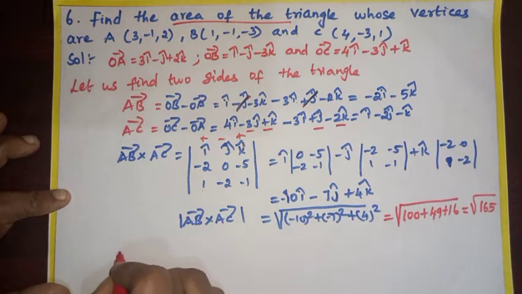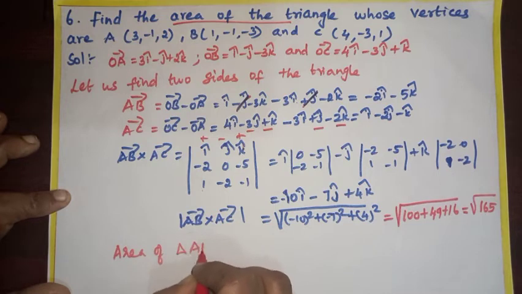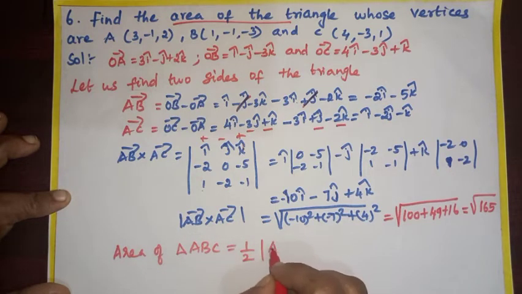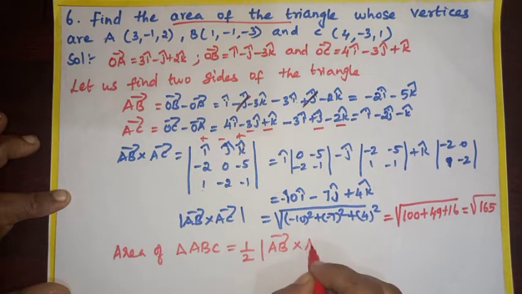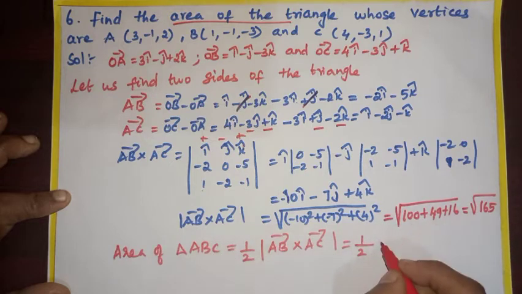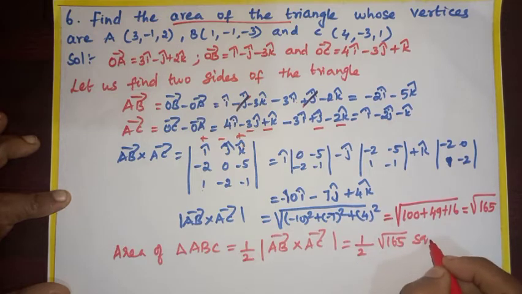Now we need to find the area of triangle ABC, which is equal to 1 by 2 magnitude of AB vector cross AC vector, which is equal to 1 by 2 square root of 165 square units.